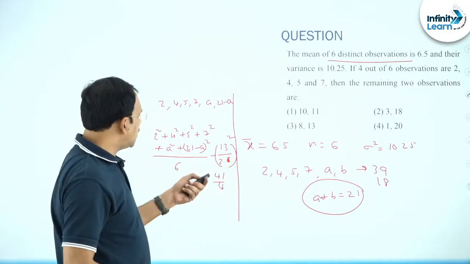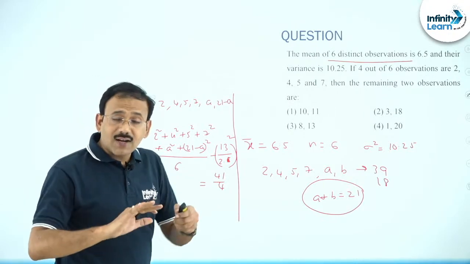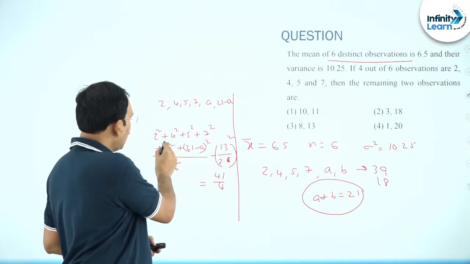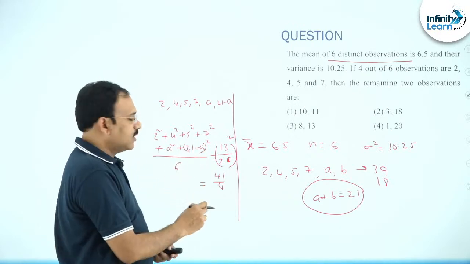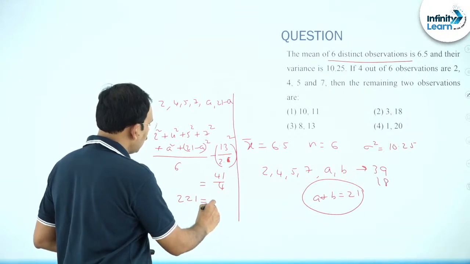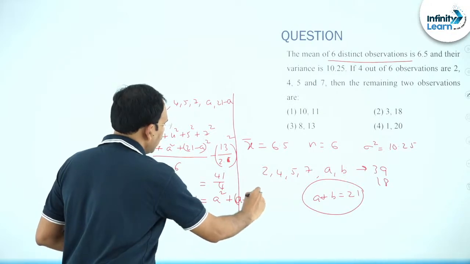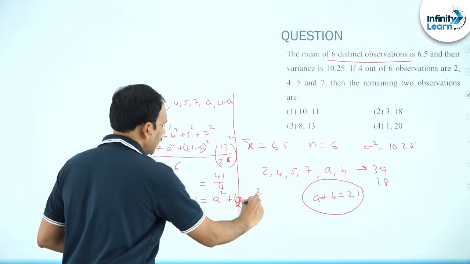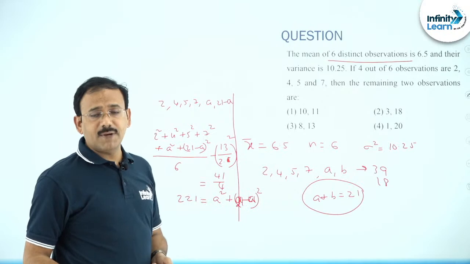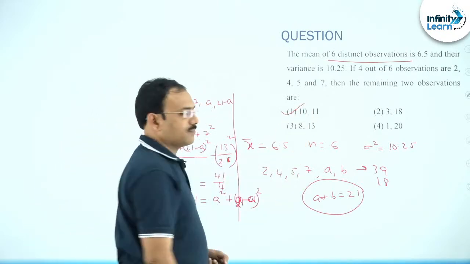Now, it is easy to compute, a matter of calculation, that is all. It is not having big logic, you see. You can also see squares you can find. So, if you simplify this, you will get 221 is equal to a square plus 21 minus a whole square. You see 10 square plus 11 square will work out. So, 10 comma 11 is the answer.